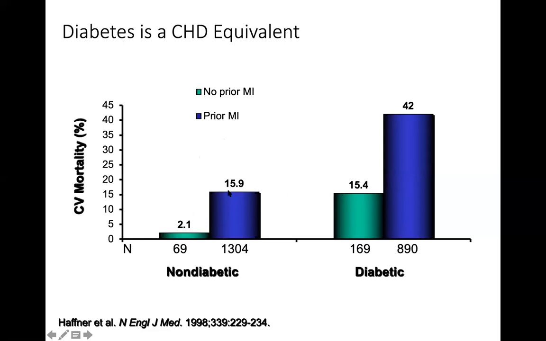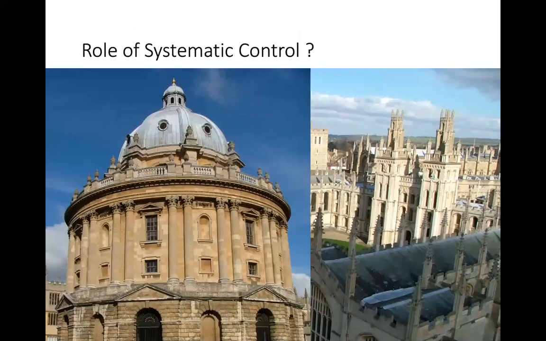That is, it's like having had an MI at diagnosis of diabetes. And then you can see those with diabetes and a prior MI, the cardiovascular mortality is much higher than the standard. So here we call it a cardiovascular disease equivalent or a major risk factor for cardiovascular disease.